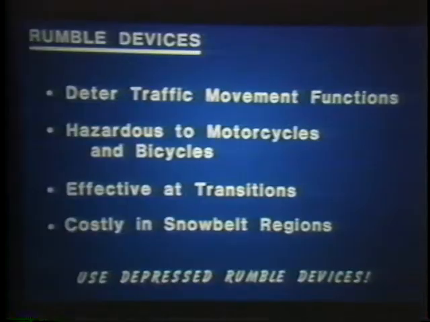Rumble devices are not considered to be traffic control devices by the MUTCD. They very effectively warn drivers of an approaching hazardous area or situation. Whether or not to use rumble devices must be carefully considered. Four specific conditions influence the effect rumble devices have and need to be taken into account. Rumble devices shouldn't be used where they will cause problems.